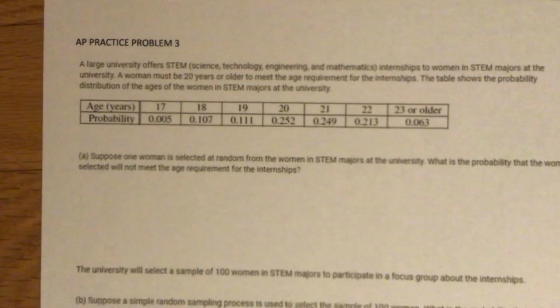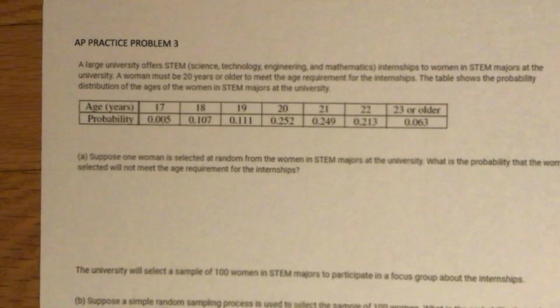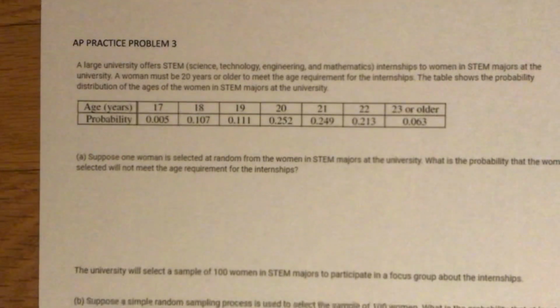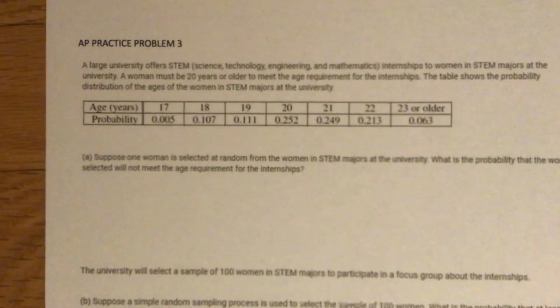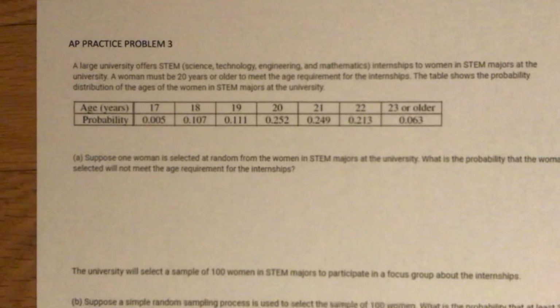Right, the purpose of this video is to look at AP Practice Problem 3, see the answers, and see how the points are doled out and what you needed to get all the points. All right, so this problem has a probability distribution table.